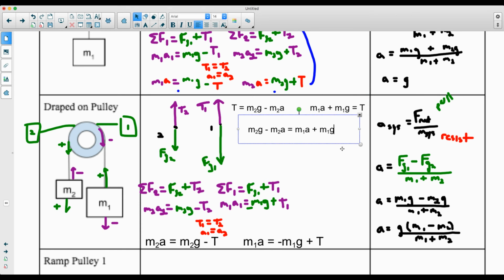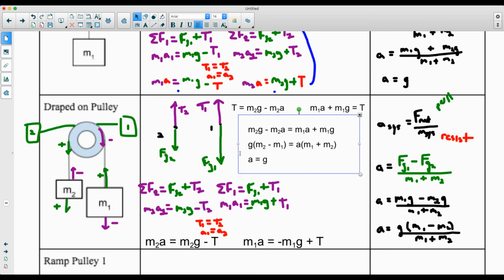So now group them. Get the accelerations on one side and the G's on the other. If we bring them over, we have to subtract this M1G from both sides. So it'll end up being G times M2 minus M1 equals, and to both sides, acceleration times M1 plus M2. And that's it. Solve for acceleration, and you end up with the same thing we just got.